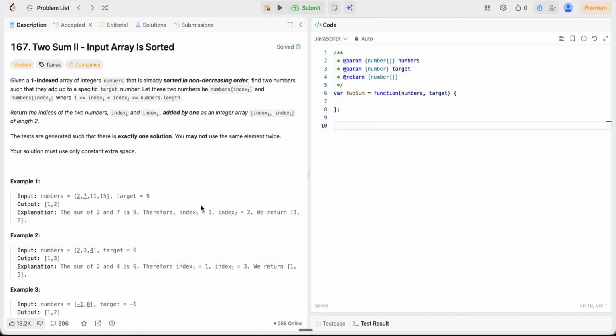Two Sum, input array is sorted. Given a one indexed array of integers, numbers, that is already sorted in non-decreasing order. So there are two things.